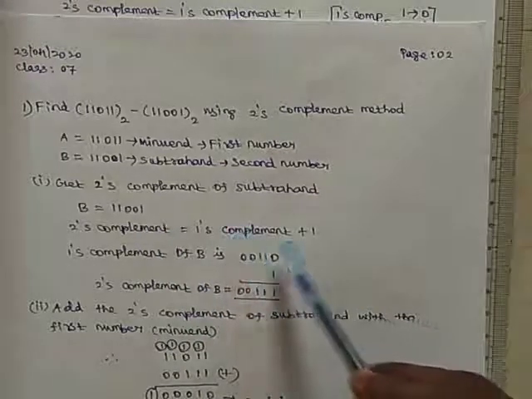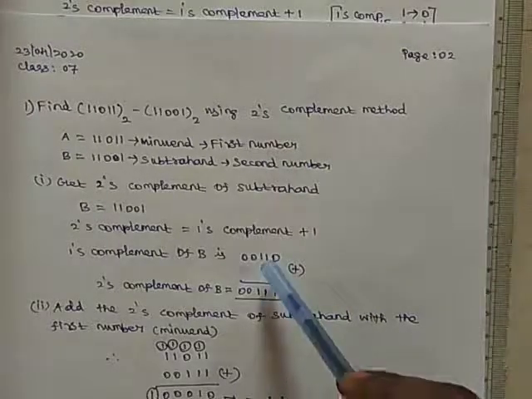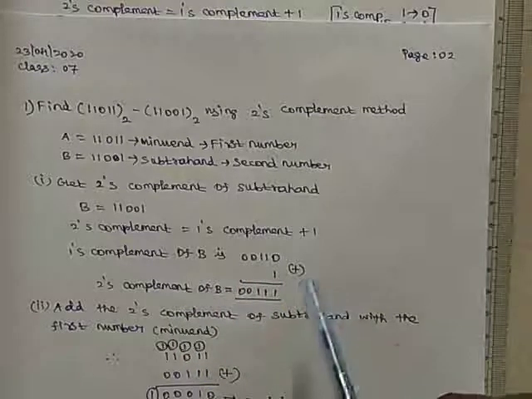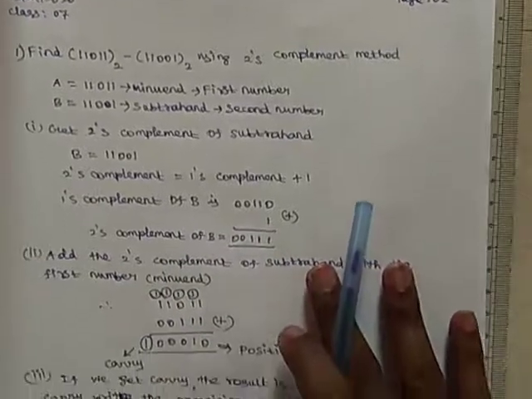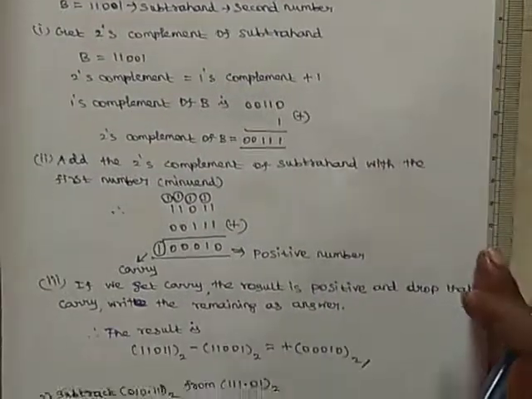This is the one's complement. Then we have to add 1. So 0 plus 1, 1, 1, 1, 1, 0, 0. That is the two's complement of the B. This is the first step. And second step, add the two's complement of the subtrahend with the first number, minuend.